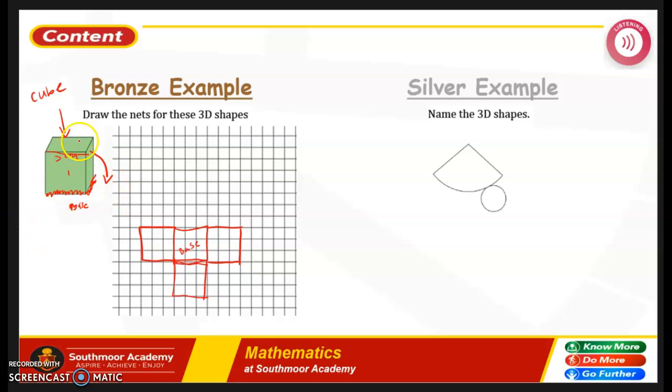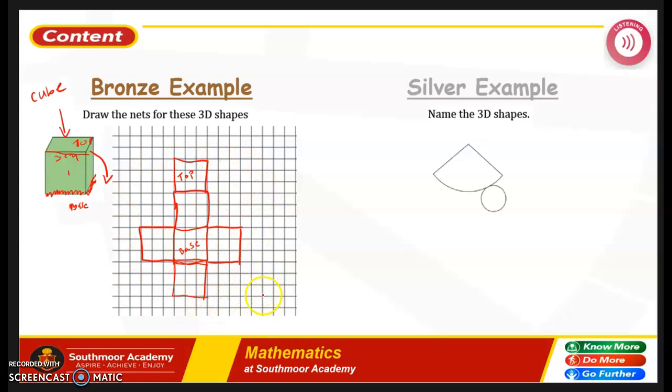We now need to do the top and the back. So this is going to be the back of the shape, and then this one on top of that is going to be the top. So this is the top, and this folds together to come on top of the base. So if we were going to bring this back together to form a cube, this one would be on top of our base. And this is the net for a cube.